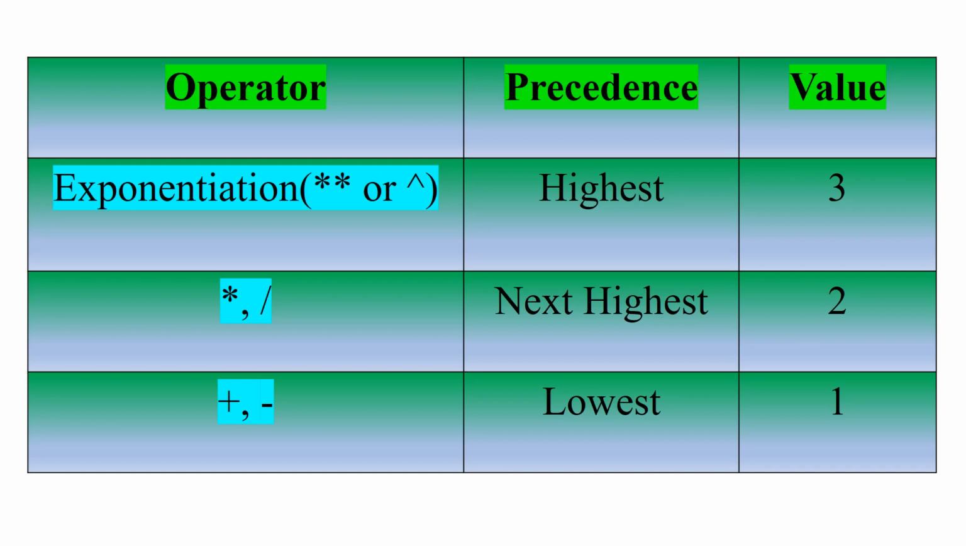We consider some binary operations like exponentiation, multiplication, division, addition and subtraction and their precedence. Exponentiation has the highest precedence with value 3. Multiplication and division have the next highest precedence with value 2. Addition and subtraction have the lowest precedence with value 1.